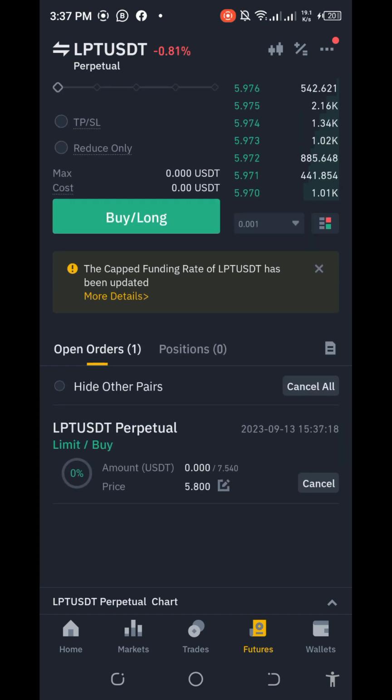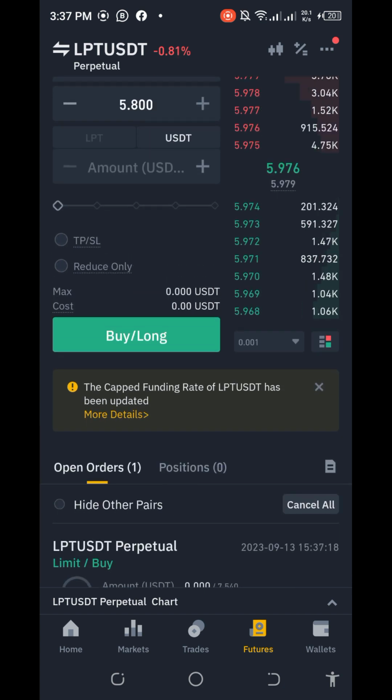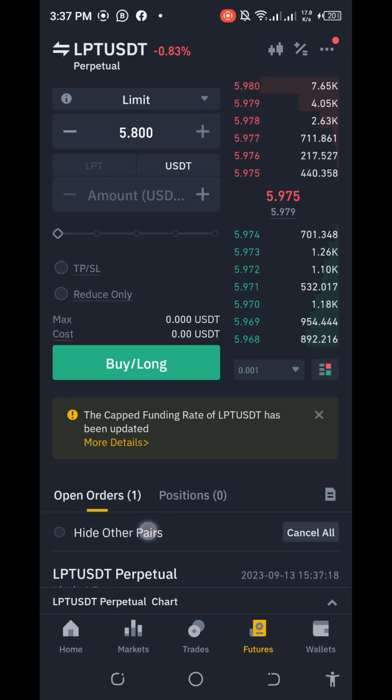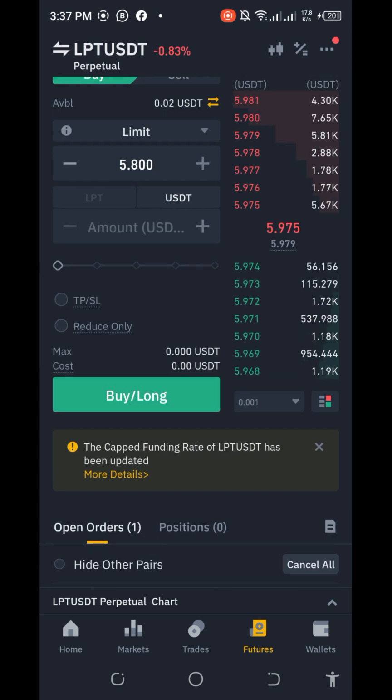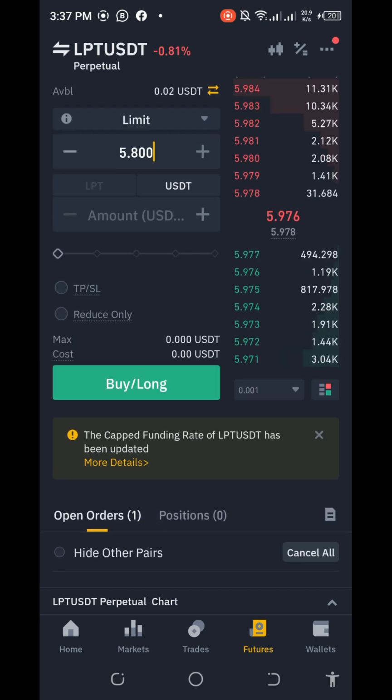Do you understand? You can see that it's waiting in open orders because I set my own price. I don't want to enter the market at this level. I want it to come down more before it triggers. So I have to put it at 5.800. Now it's waiting here. Once the price reaches here, it will just trigger. That is that.